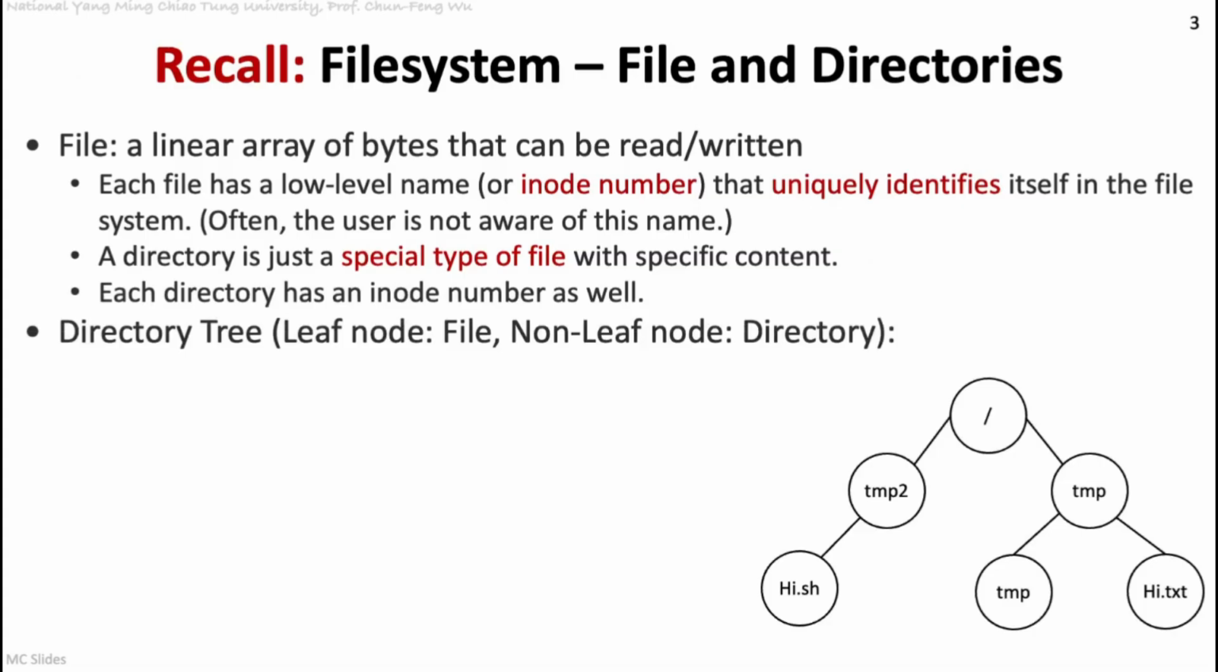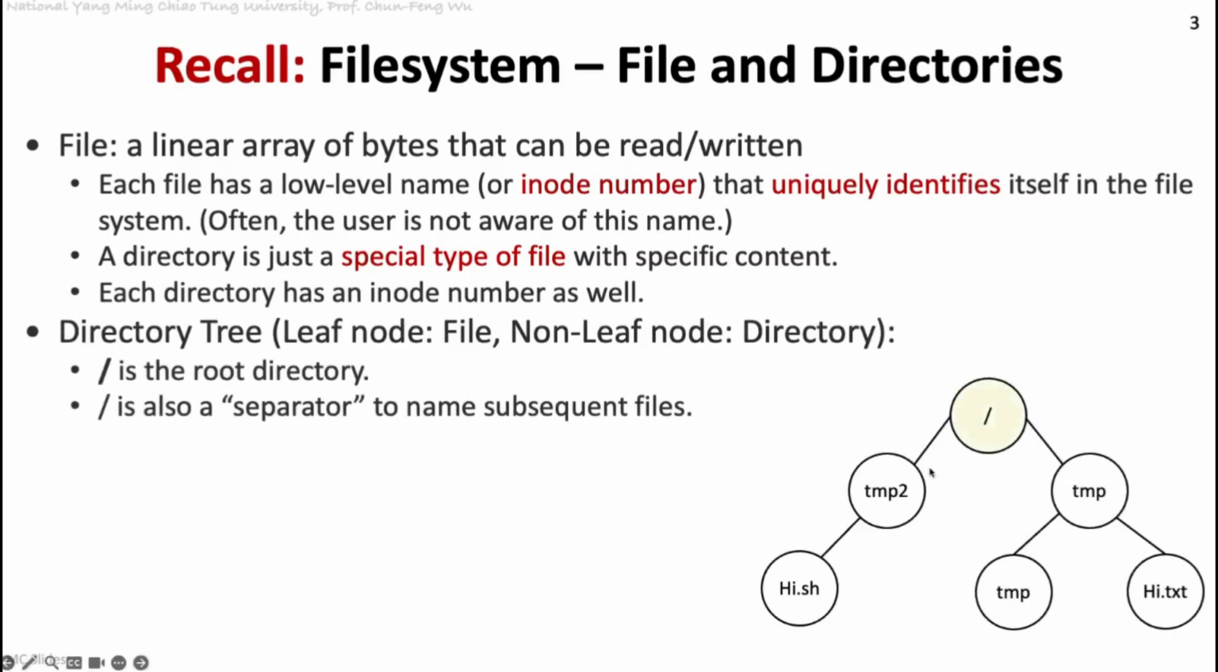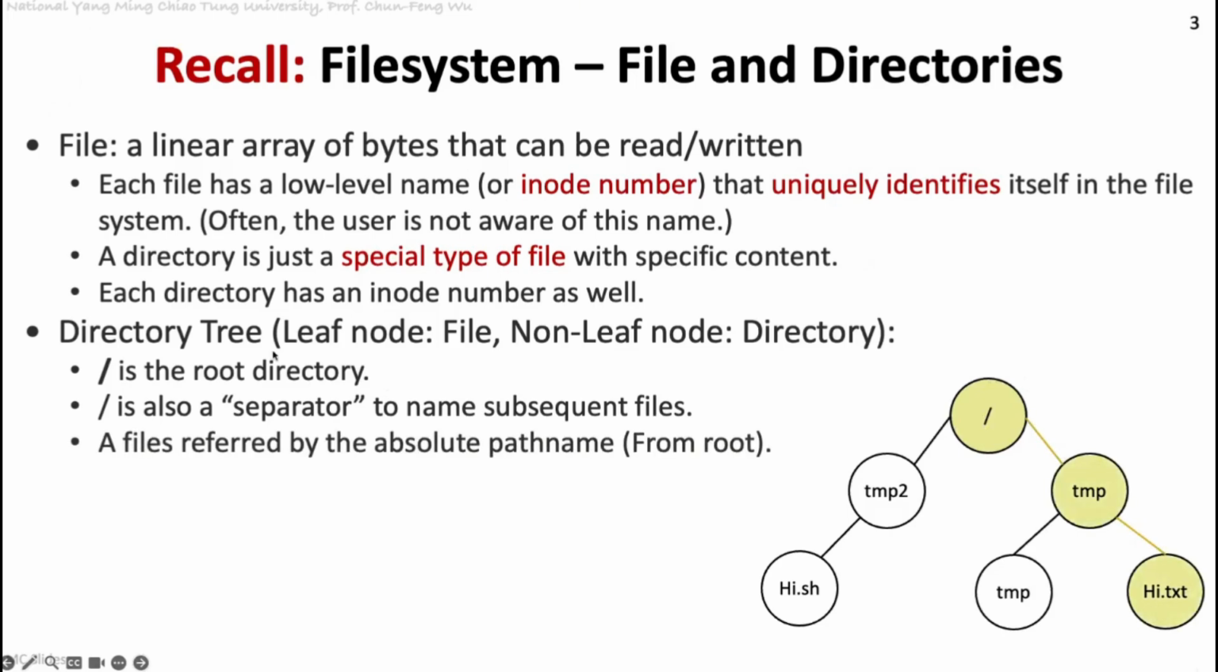And here is a directory tree that you usually use in Linux. It always starts from the root. So here is a root, a slash. And then it is followed by several separators. For example, if you are going to traverse from the root to hide.txt, then the path will be /tmp10/hide.txt. Okay. And files referred to by the absolute path name should be from root. So from root, this path is an absolute path.